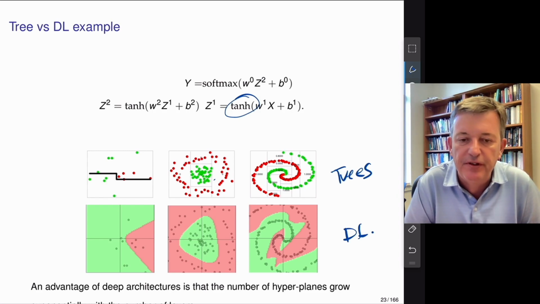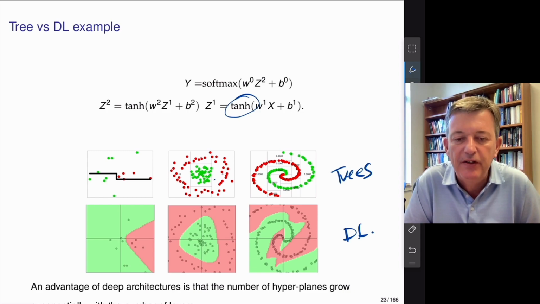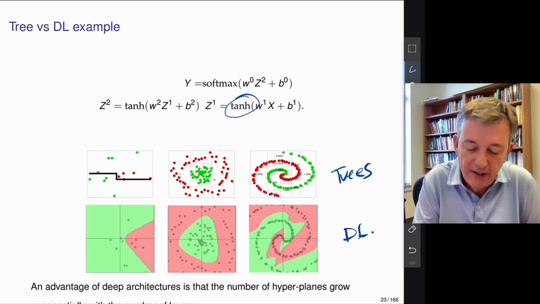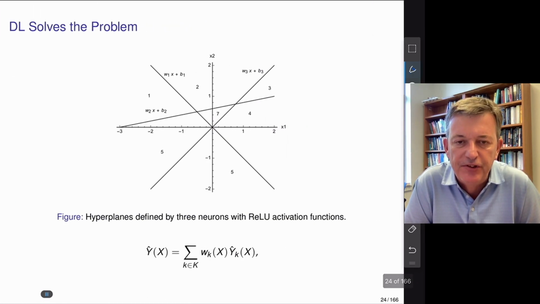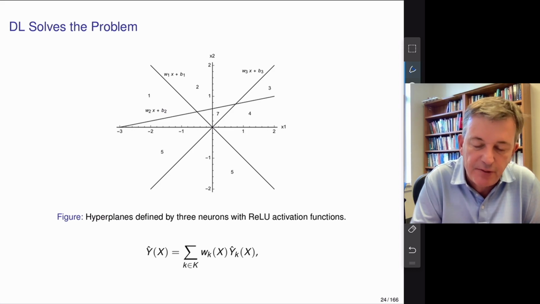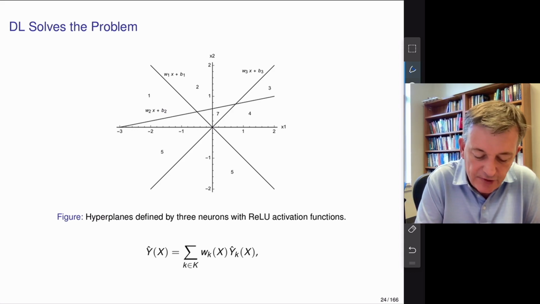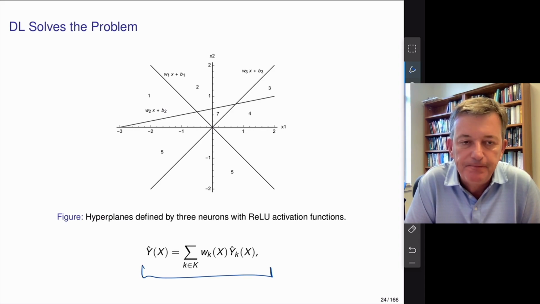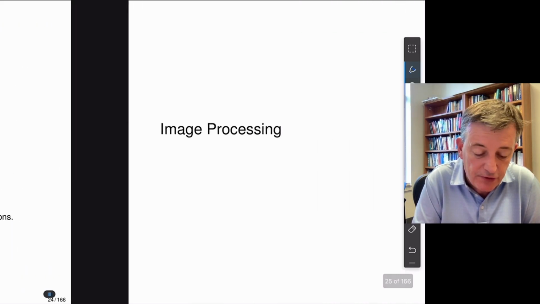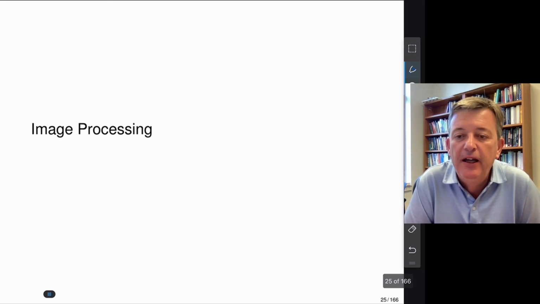And as I said, this composition of functions, as the depth of the network gets bigger, the number of hyperplanes can grow exponentially, and so that's what gives you the added advantage. And again, as I said, what's the difference between trees and deep learning? Deep learning is just slicing up the data set with hyperplanes, and then essentially looking at a weighted average estimator across estimates in each hyperplane. Okay, so again, hopefully that gives you some geometric interpretation of deep learning.